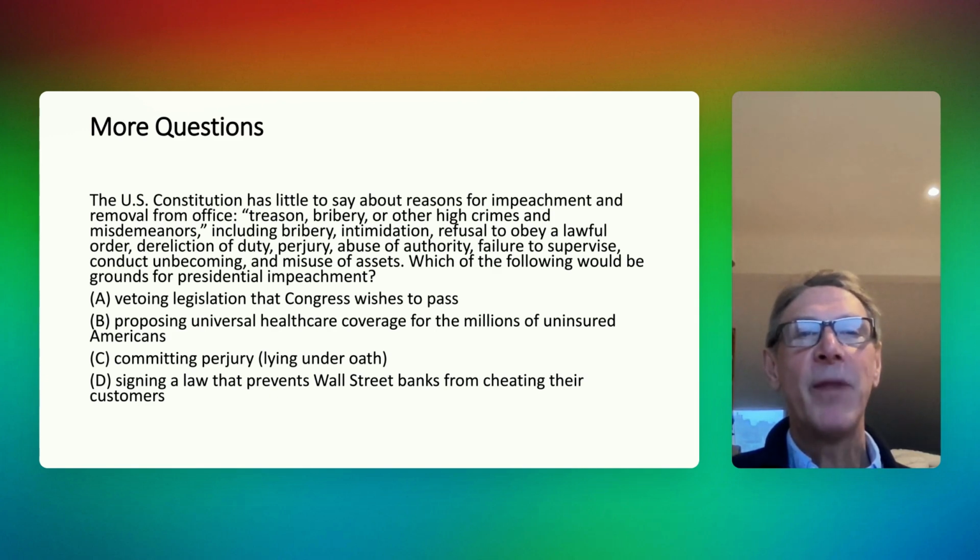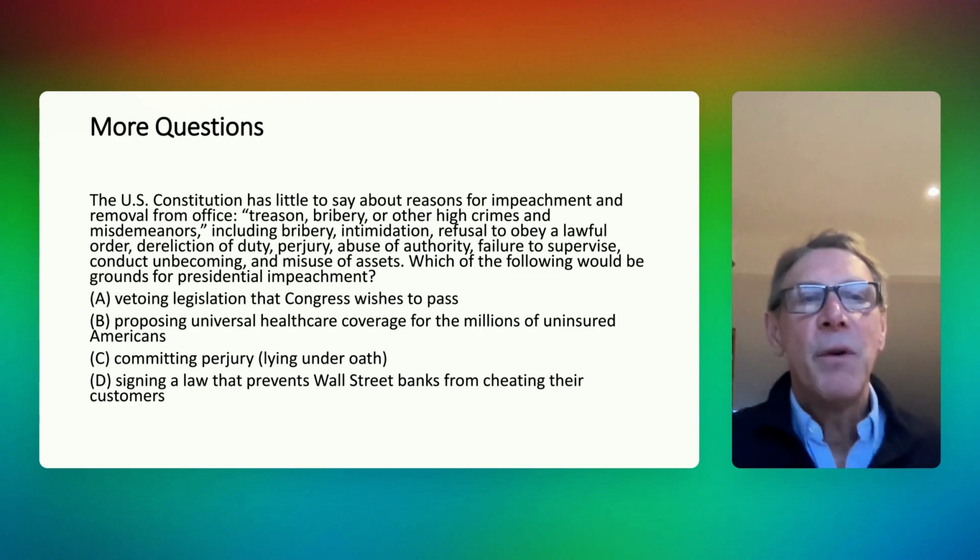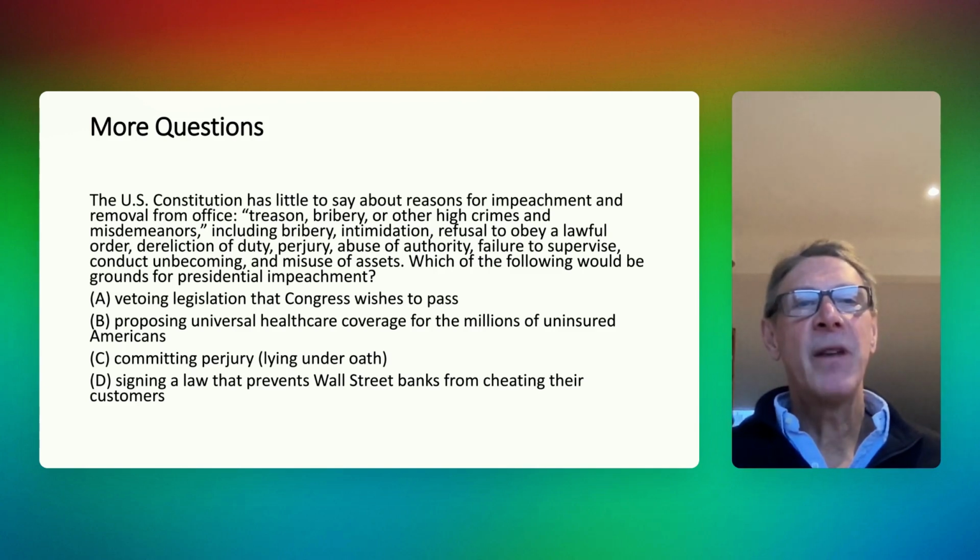Including bribery, intimidation, refusal to obey a lawful order, dereliction of duty, that means not doing your duty, perjury, abuse of authority, failure to supervise, conduct unbecoming, and misuse of assets. Which of the following would be grounds for presidential impeachment? We've got 4 things here. A, vetoing legislation that Congress wishes to pass.